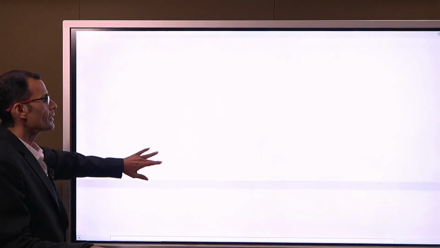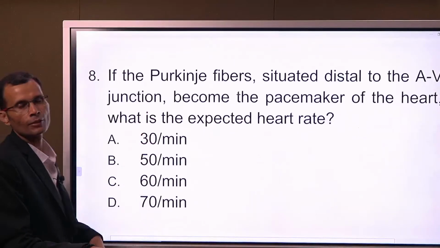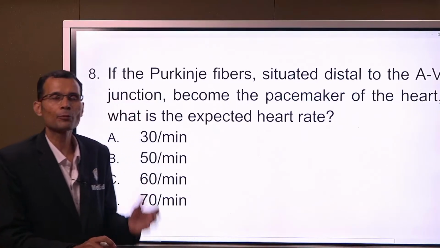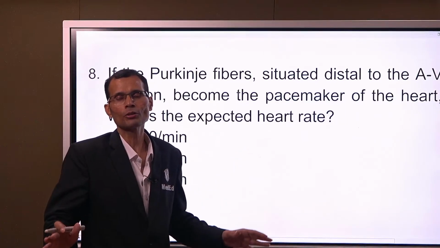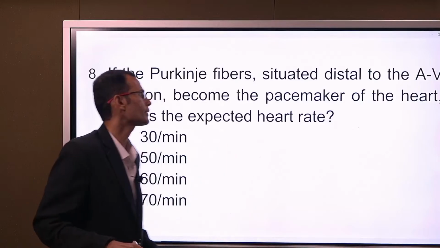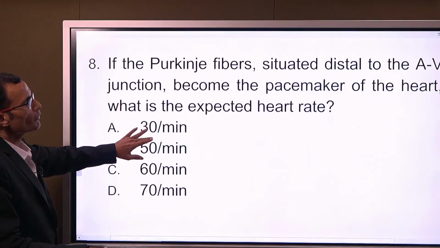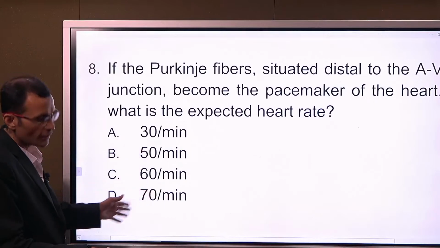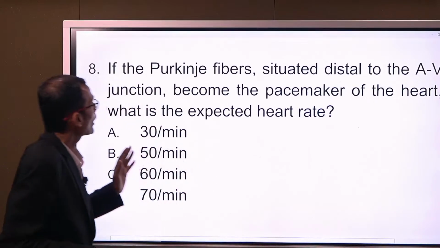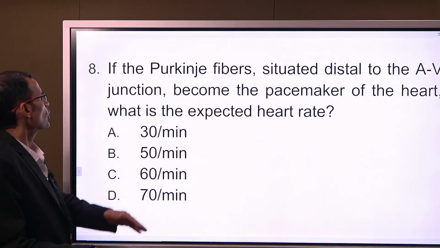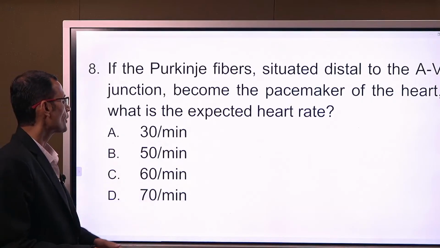Okay, so fastest conducting part in the heart is the Purkinje fibers, and the advantage is all cells in both ventricles will contract simultaneously. Okay, if the Purkinje fibers situated distal to the AV junction become the pacemaker of the heart, what is the expected heart rate?